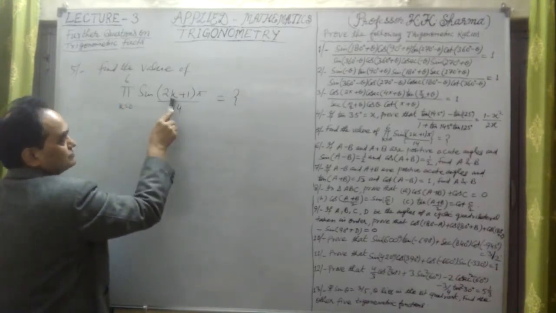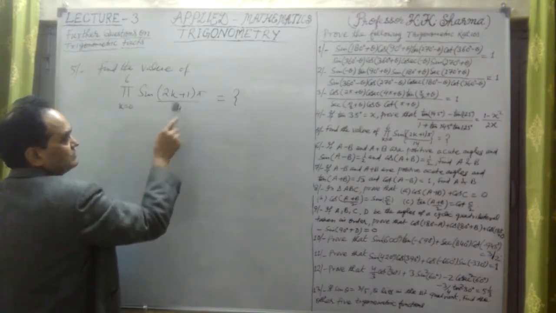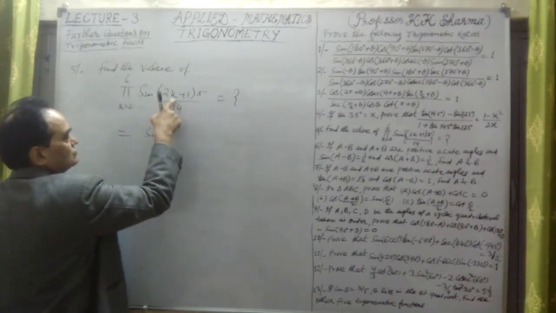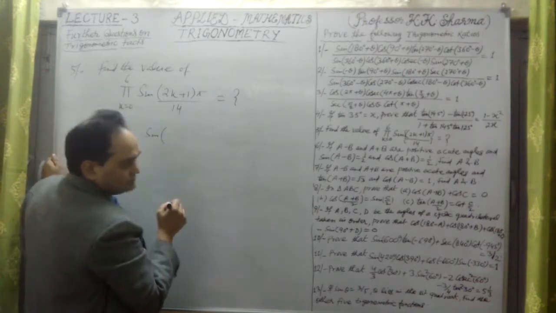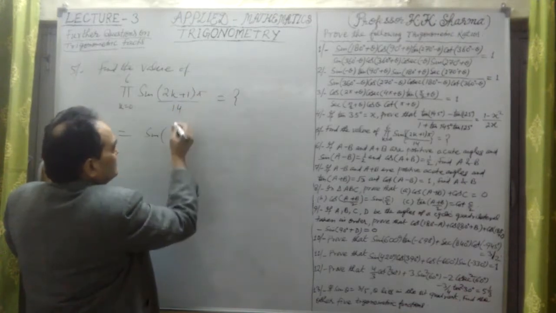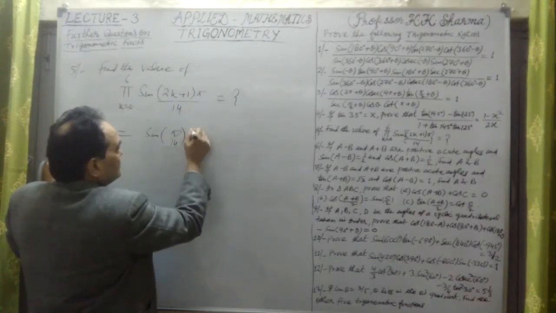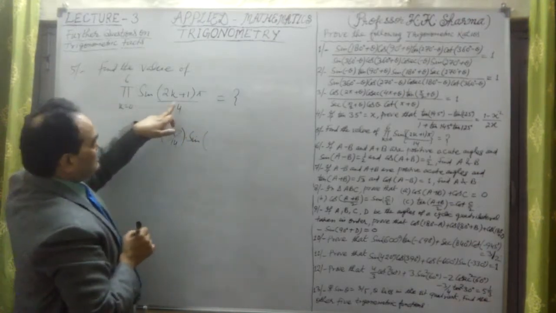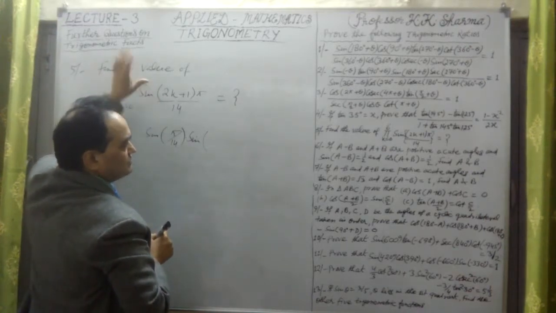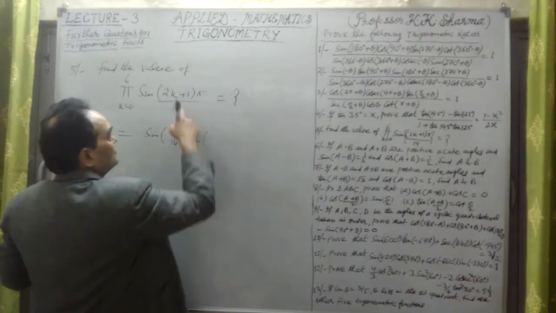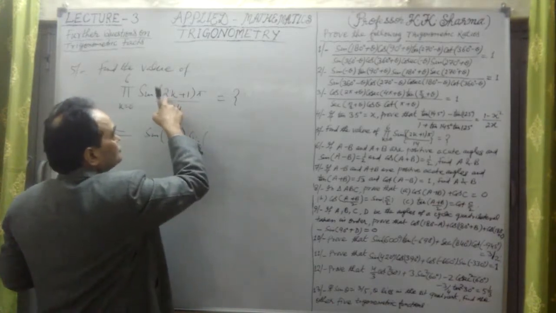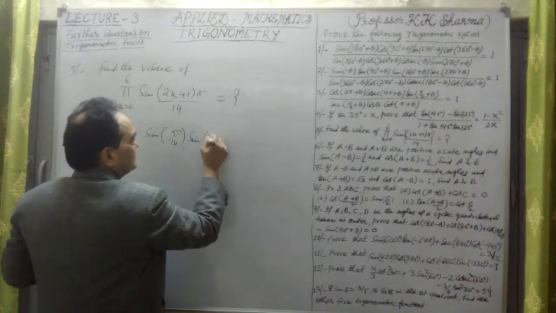So we put k as 0. It is pi upon 14. So let me write all the values. When k is 0, 0 into 2 is 0, it is 1 into, that means sine pi by 14. Second multiplication, when k is substituted as 1, because 0, 1, 2, 3, 4, 5, 6, there are 7 values here. So when we write 1, 2 into 1 is 2, 2 plus 1 is 3, sine 3 pi by 14.